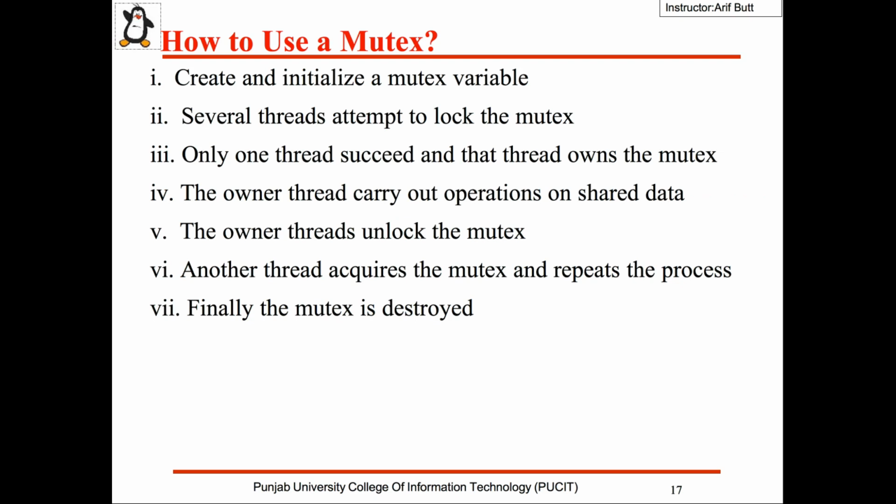These are the steps that you should follow to use a mutex. First of all, you should create and initialize a mutex variable. When you have done that, several threads may attempt to lock the mutex, but only one thread will succeed, and that thread owns the mutex. The owner thread carries out operations on the shared data and finally unlocks the mutex. And later another thread acquires the mutex and repeats the process. And once you are done with your logic, you finally destroy the mutex.